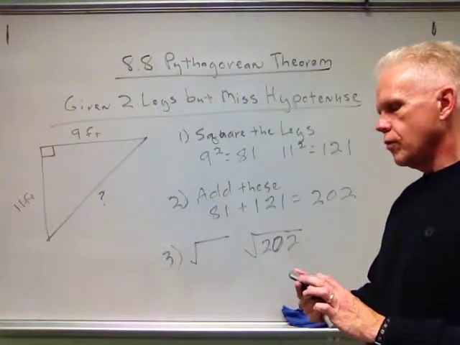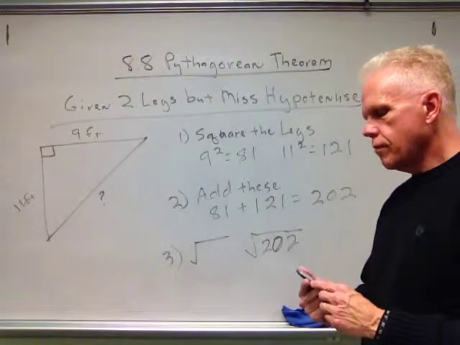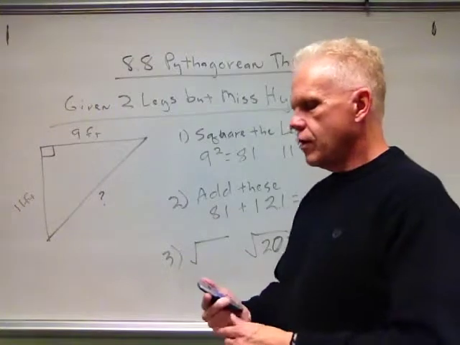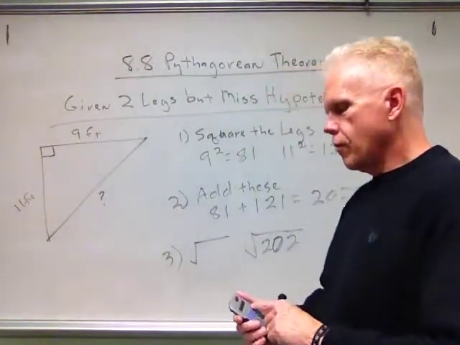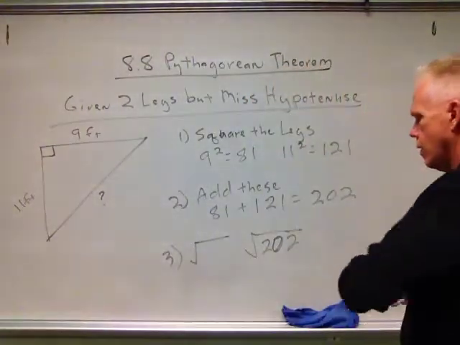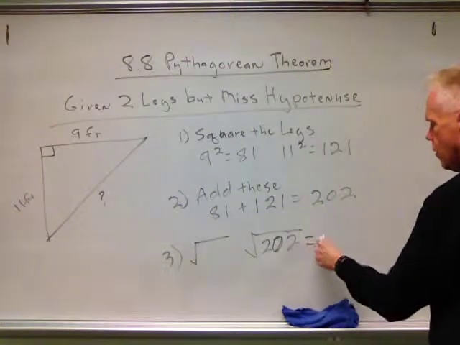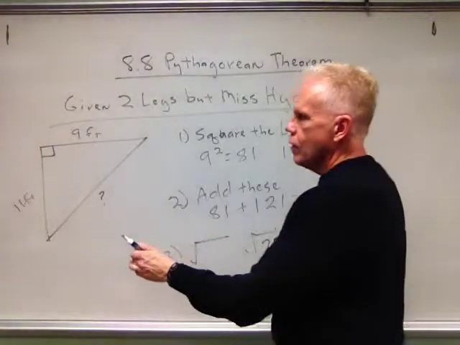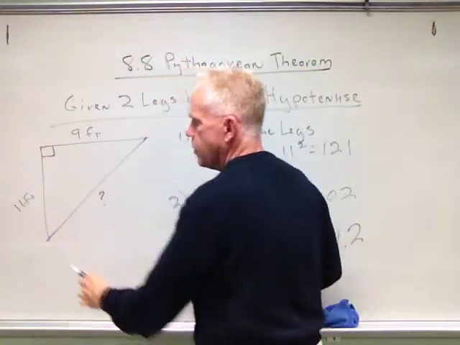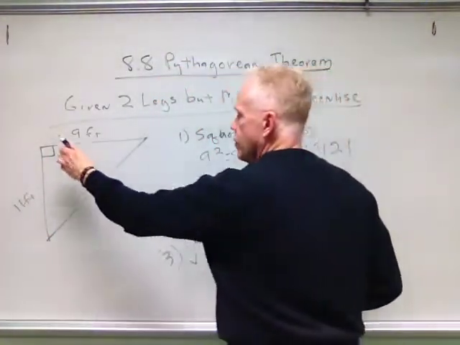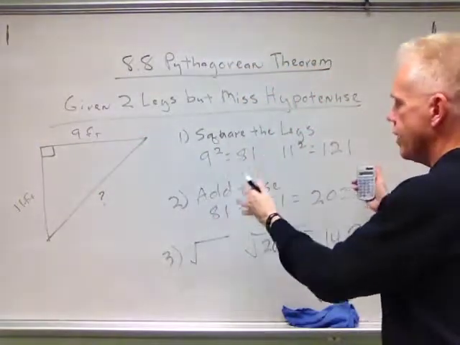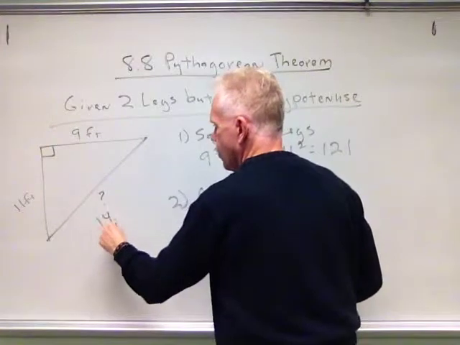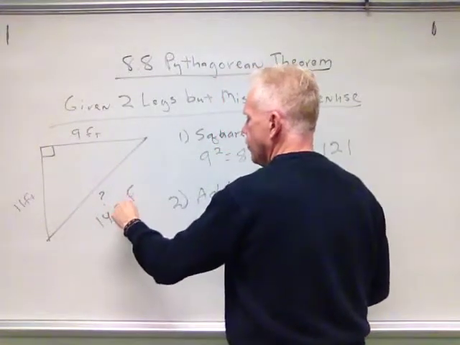So I'm going to go square root 202. 14.21267. Let's round that to the nearest tenth. So I'm going to call it 14.2. So given the length of this leg being 11 feet, the length of this leg being 9 feet, using our Pythagorean theorem information, we see that the length of the hypotenuse is 14.2, and that's feet.